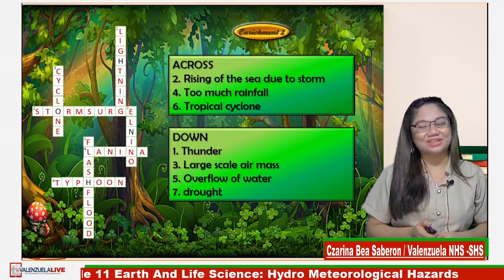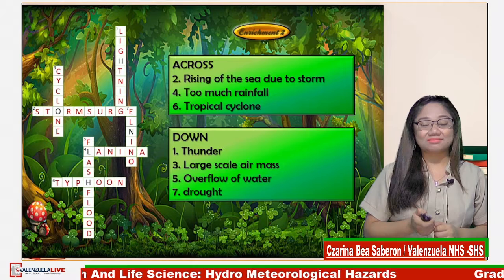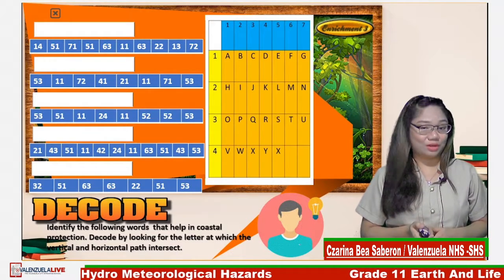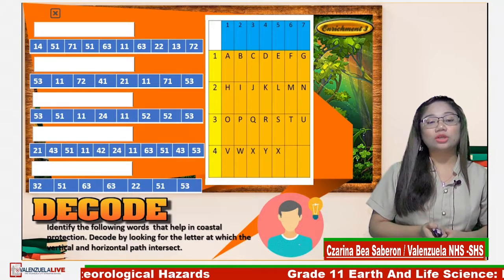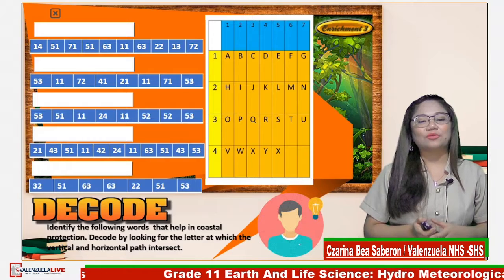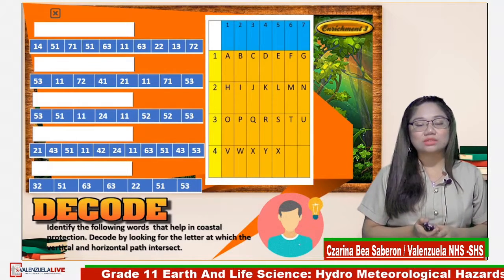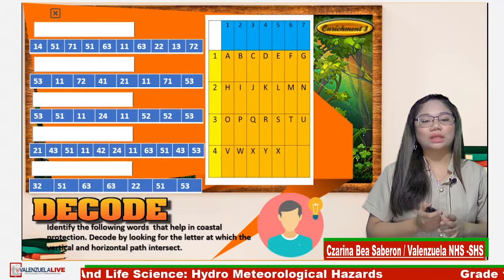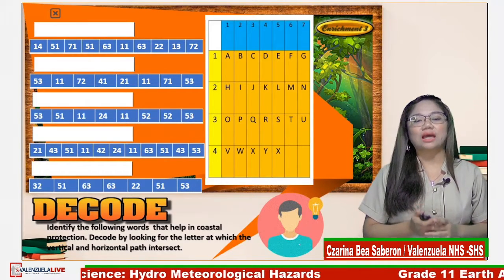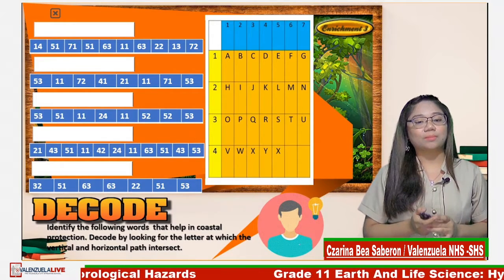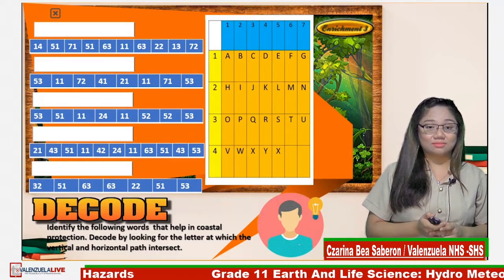You're doing a good job. Next, we have more activities, and this is Decoding version 2. Now, what you're going to do is identify the words that help in coastal protection. So how are you going to do that? Decode by looking for the letter at which the vertical and horizontal path intersect.